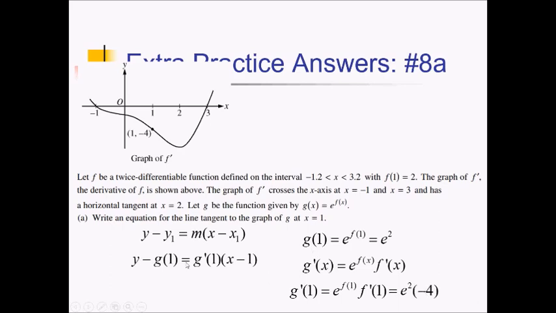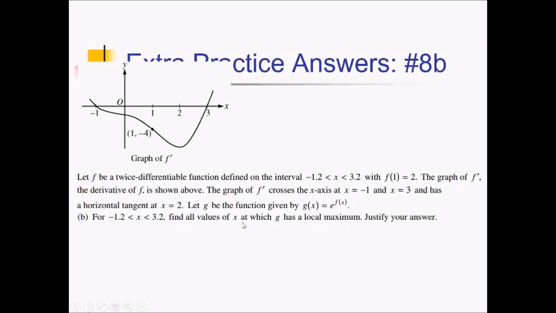Okay, let's plug it all in now to this point slope formula. So we've got y minus the y value that we just found here of e squared. g prime of 1 we saw was negative 4 e squared. And then this is still going to be x minus 1.